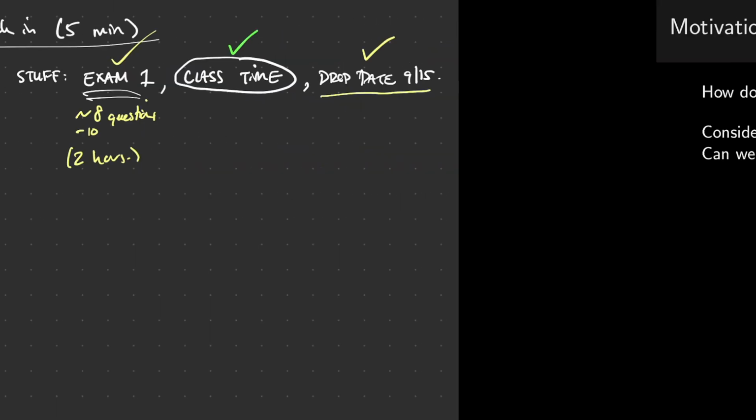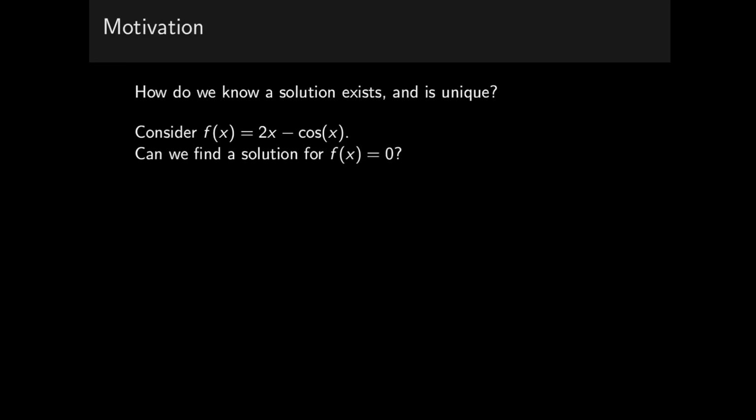Okay. So here's the idea. How do we know a solution exists and is unique? If we look back to a very basic function and we come at it from a Calc 1 understanding. All right, we're not going to get too deep into the weeds here. Consider the function f of x equals 2x minus cos x. Can we find a solution for f of x equals 0?